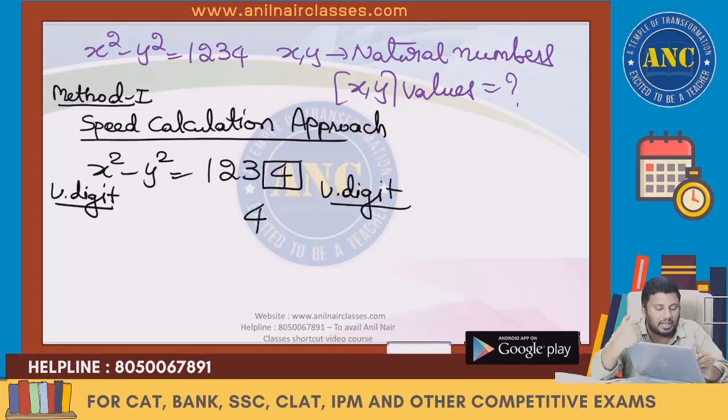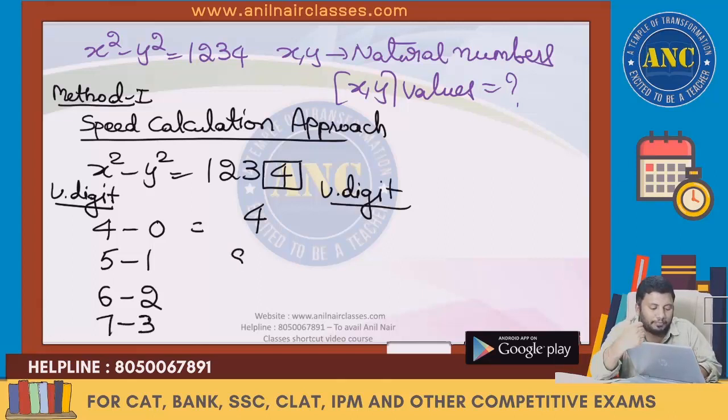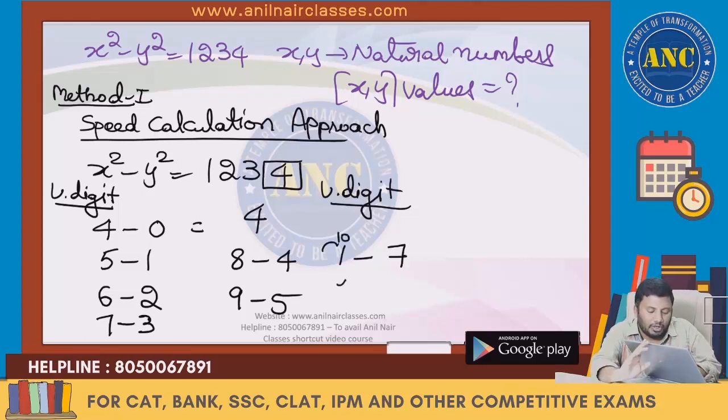So what will be the cases? 4 minus 0 is 4. 5 minus 1 is 4. 6 minus 2 is 4. 7 minus 3 is 4. 8 minus 4 is 4. 9 minus 5 is 4. 1 minus 7, with 10 carried: 11 minus 7 is 4. 12 minus 8 is 4. 13 minus 9 is 4. I hope it is clear.